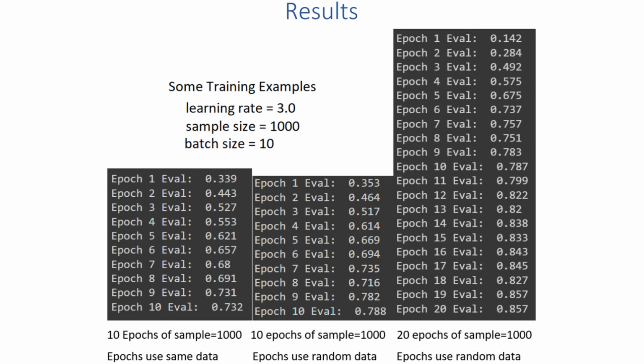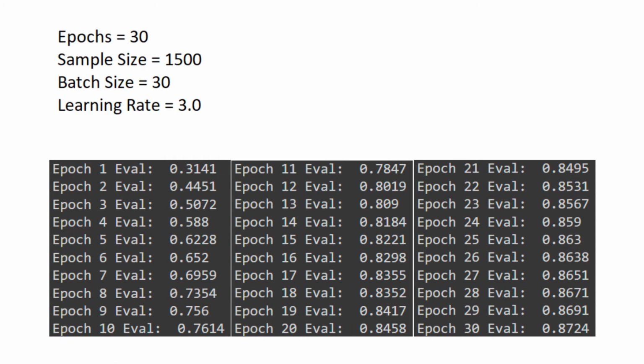So I used a learning rate of 3, a sample size of 1,000, and a batch size of 10. Here I did 10 epochs using the same data, and I got up to 73% accuracy. And then here, 10 epochs of random data. So each time I did an epoch, it used random data, and you see I got a 5% increase here. Then here I did 20 epochs, and you see now it's getting really close. I've got 85.7% accuracy here. So it's getting there. And this one I did an even more thorough run, with a higher batch size and higher sample size with more epochs, and I got all the way up to 87%. If I had actually used all the training data, I'd probably be in the 90s, but it takes too much time.